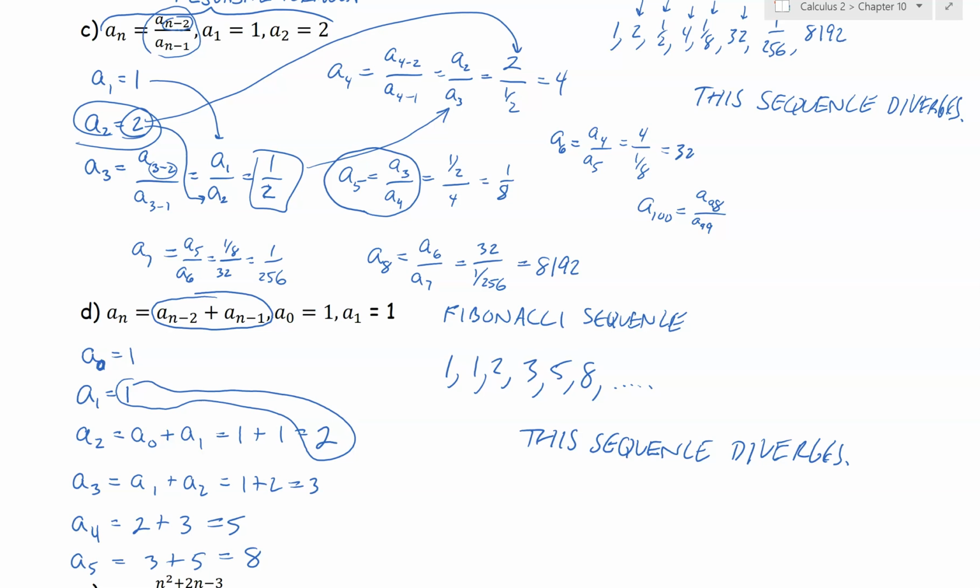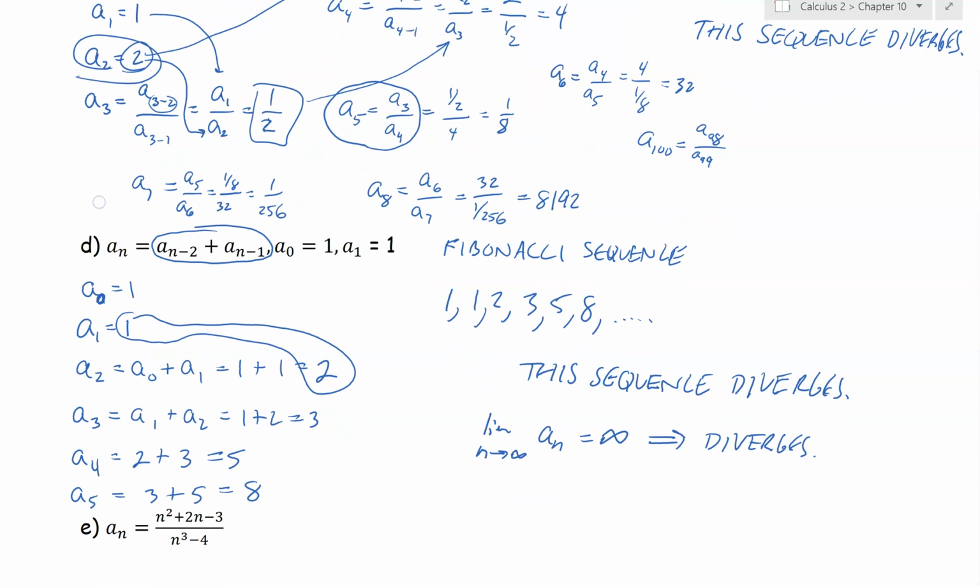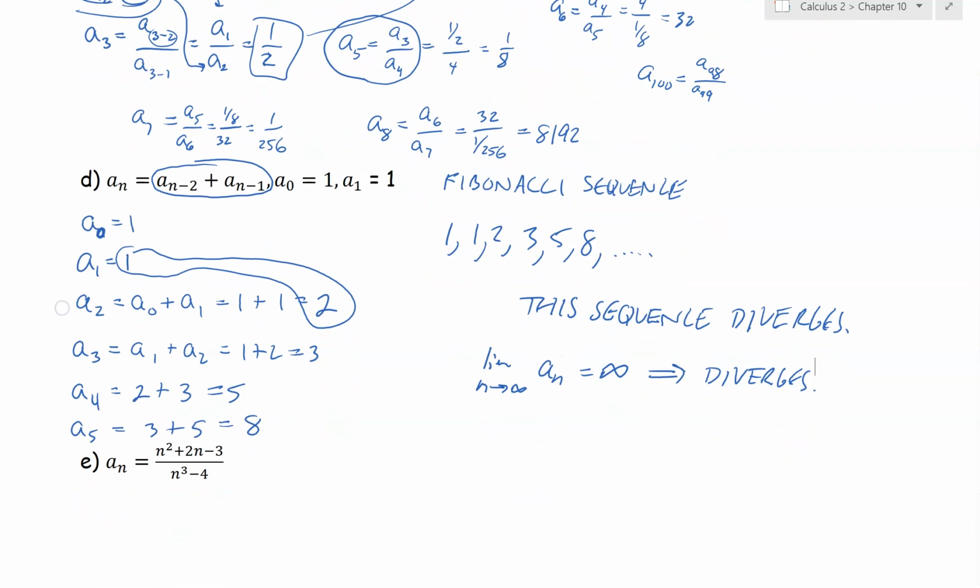If we wanted to write that in a limit format, we could say the limit as n approaches infinity of a sub n is equal to infinity, which means it diverges. So now we've seen that sequences can be represented by explicit formulas and recursive formulas.